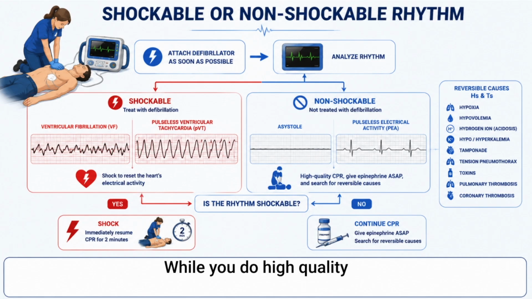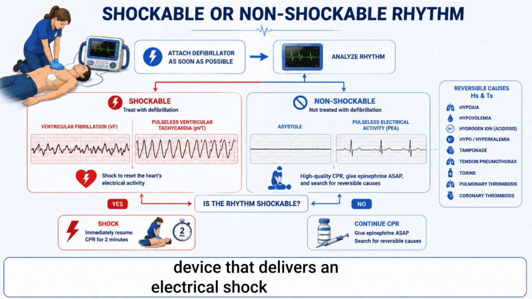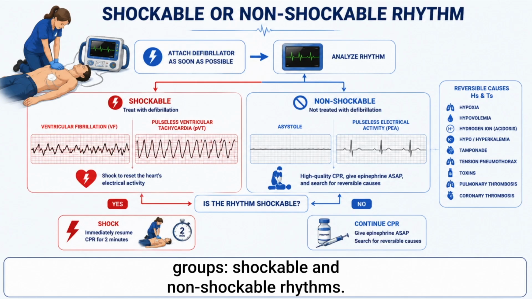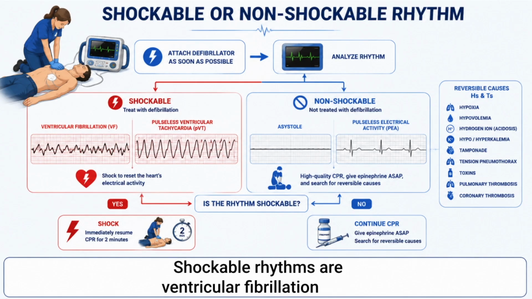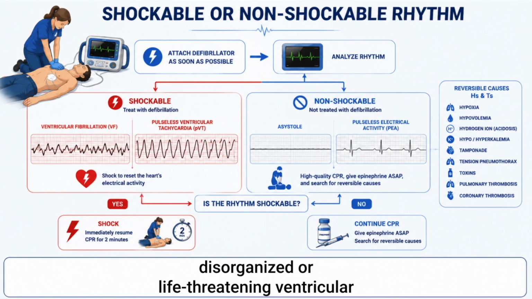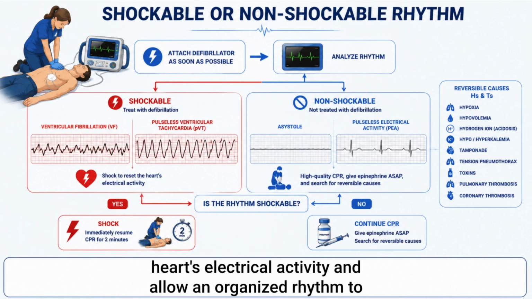While you do high-quality CPR, attach a defibrillator as soon as possible. A defibrillator is a medical device that delivers an electrical shock to the heart. In ACLS cardiac arrest, we divide rhythms into 2 main groups: shockable and non-shockable rhythms. Shockable rhythms are ventricular fibrillation and pulseless ventricular tachycardia. These rhythms are treated with defibrillation because the problem is a disorganized or life-threatening ventricular electrical activity. The goal of the shock is to reset the heart's electrical activity and allow an organized rhythm to return.